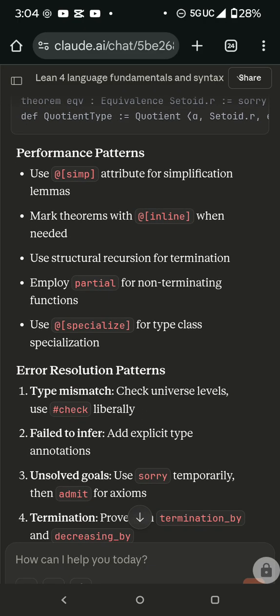Performance patterns. It goes on to note, what do we do to accomplish the thing? We would use @[simp] with brackets, this attribute, for simplification lemmas. We'd mark theorems with this, as shown, inline when needed. Why? We might want to ask and learn more if this were a deeper learning thing, and it should be.